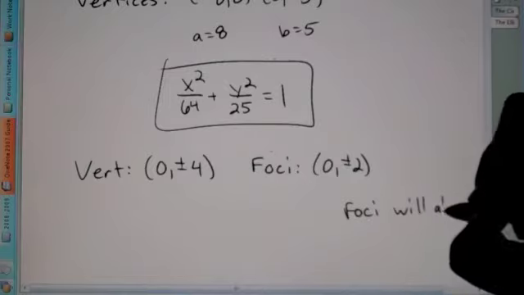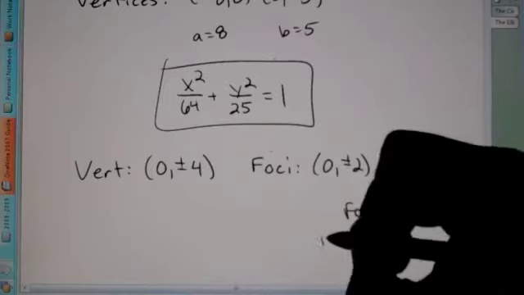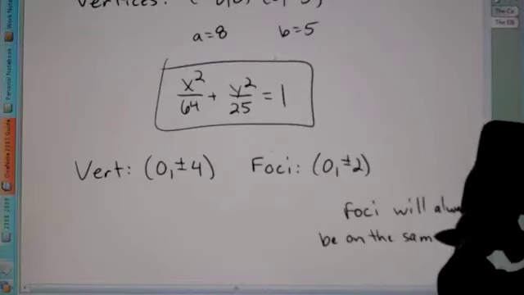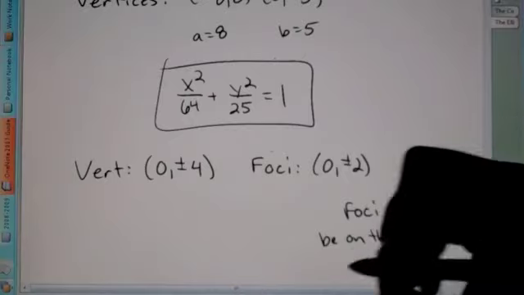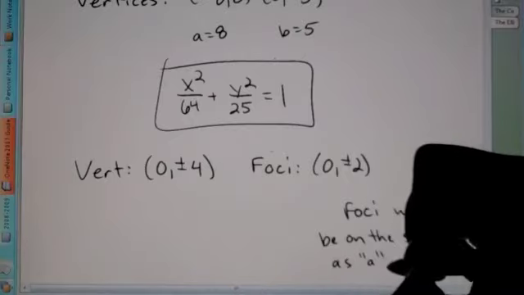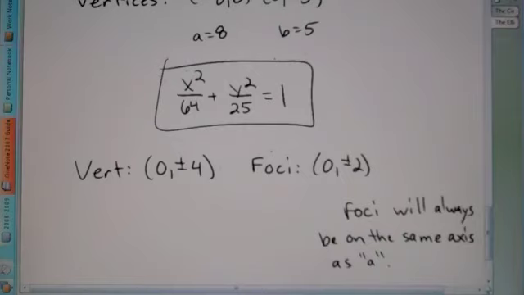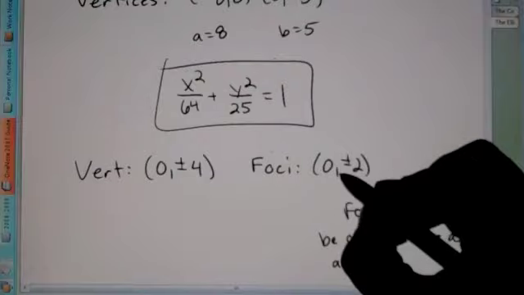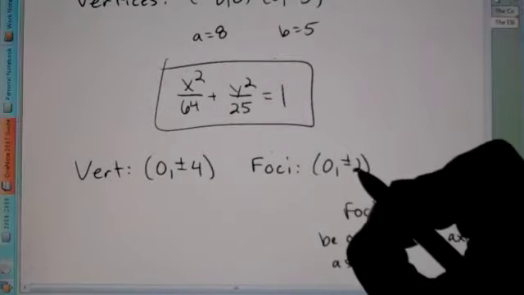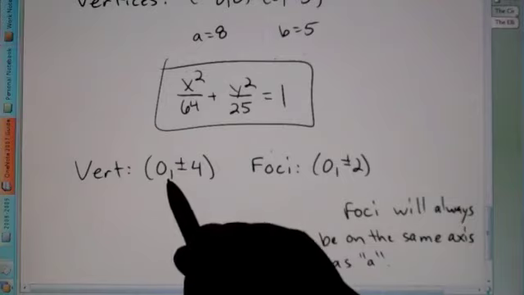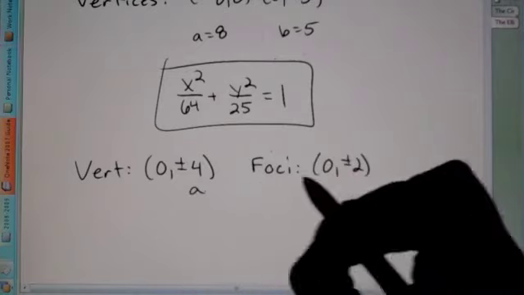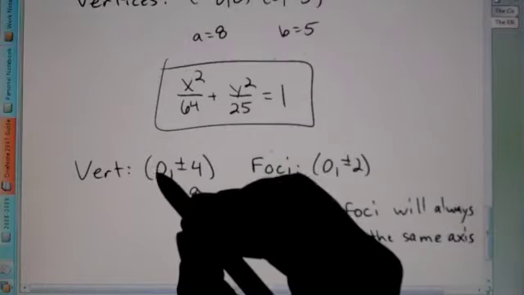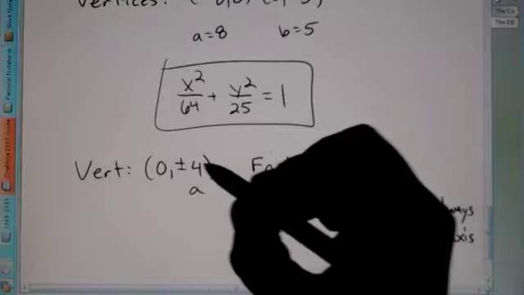The foci will always be on the same axis as A. Okay? The foci and A will always match up. So I look here and I see 0, positive negative 2. Since 0 came first, I know that these coordinates are on the y-axis. And so since these are on the y-axis too, I know this is A. Again, foci will always match up with A. So if this is 0, a number, and this is also 0, a number, this has to be A.